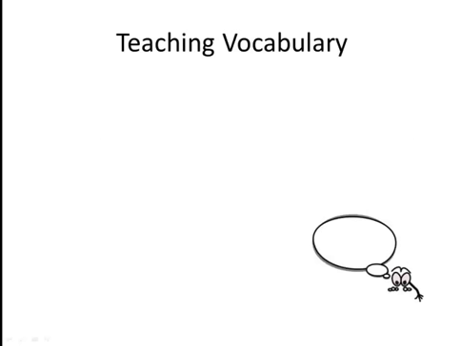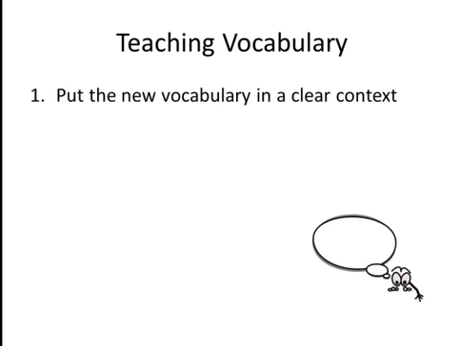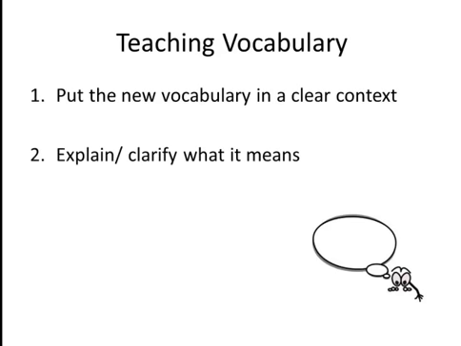Okay, what we're going to be talking about really is teaching vocabulary. Now when we teach vocabulary, the first important thing always is to put it into a clear context. It's much easier to understand something if it's in an obvious context. You then need to explain what it means, clarify it, and finally it's really important to check that they've understood. And this last one is exactly what this session is all about.